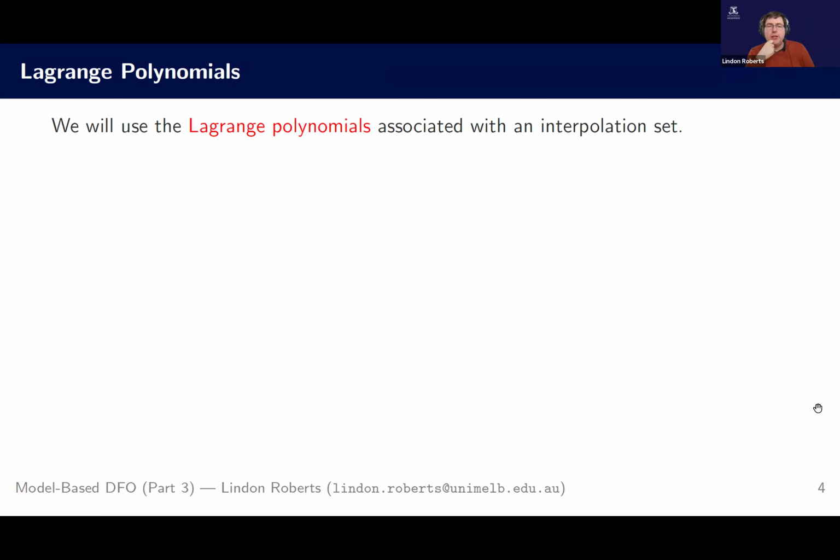The main tool we're going to use to understand all of this are Lagrange polynomials. So this is a tool from approximation theory. They're a set of polynomials that are associated with a set of interpolation points. So there's no objective function in any case here. It's purely just the points that we're interpolating from.